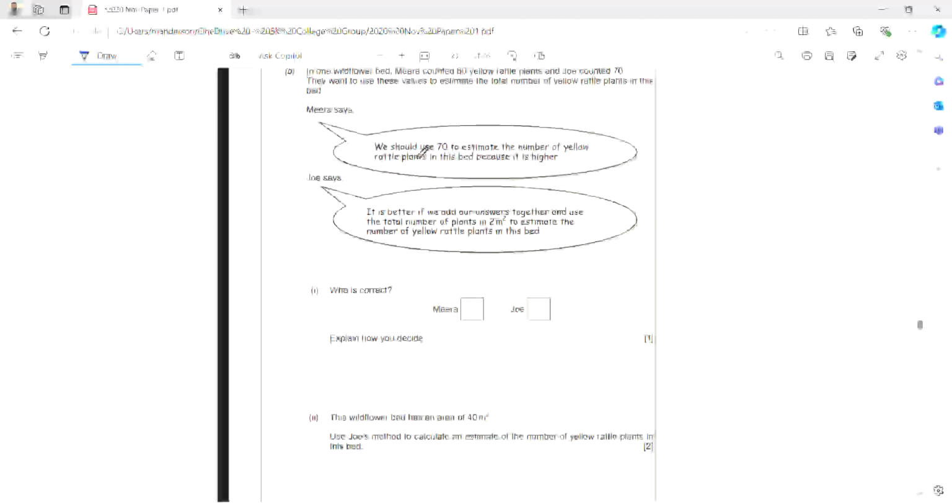Okay, so we have Mira's count 60 and Joe's count 70. Mira says we should use 70 to estimate the number of rattle plants in the bed because it is higher. Joe says it's better if we add our two answers together. Use the total number of plants in 2 metres squared to estimate the number. So Joe is correct because a larger sample size is always better.